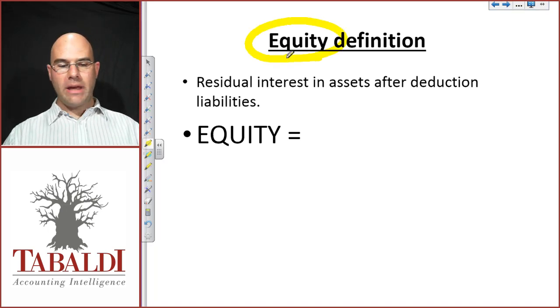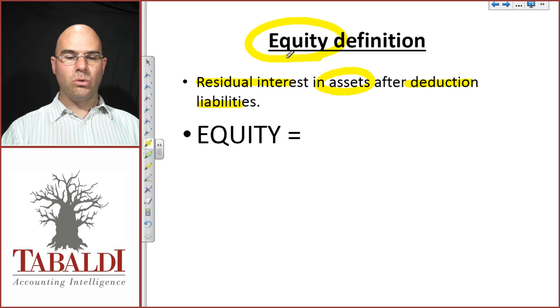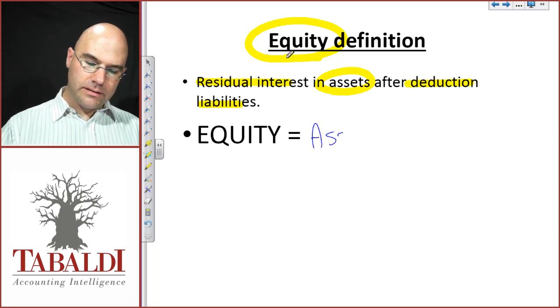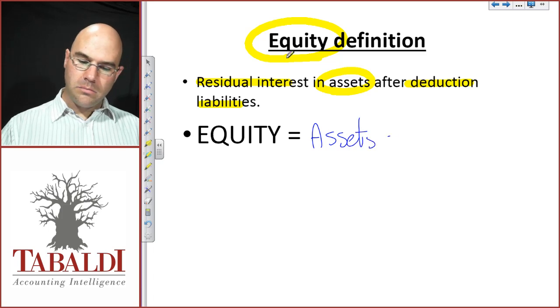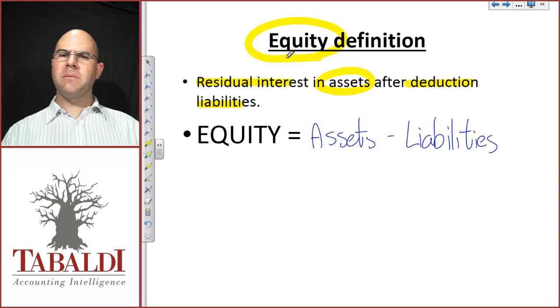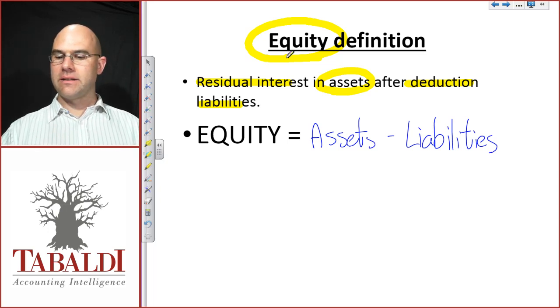Equity definition. So equity now is defined as the residual interest in assets after deducting all liabilities. So in essence, equity is equal to assets minus liabilities. That's quite easy. Later on, especially when you deal with things like financial instruments, the distinction between equity and liabilities can become quite tough, but the basic core concept is this: assets minus liabilities.